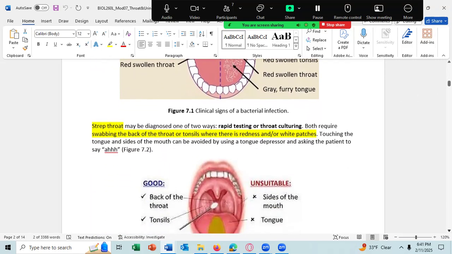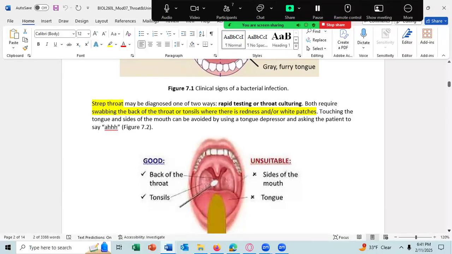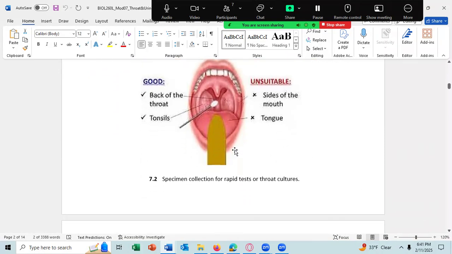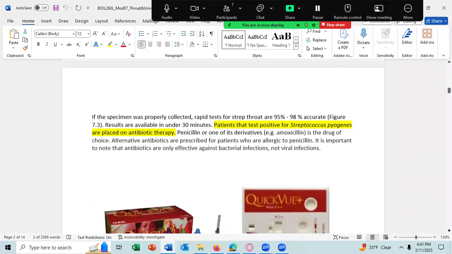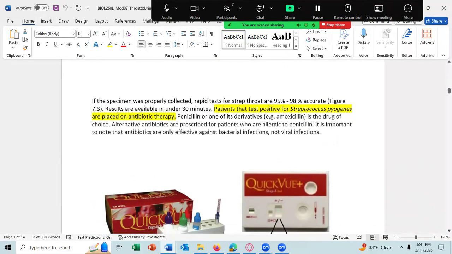Okay, Streptococcus pyogenes causes strep throat. How you test for strep throat is you swab the back of the throat or the tonsils or both, where there's redness or white patches. You avoid touching the tongue, the sides of the mouth, and the top of the mouth. A tongue depressor tends to help. Patients that test positive for Streptococcus pyogenes need to be placed on antibiotic therapy.